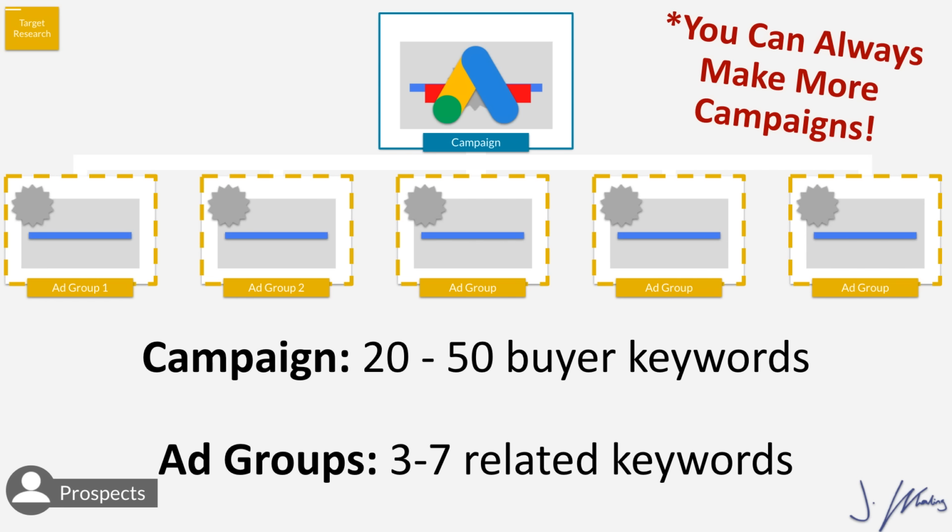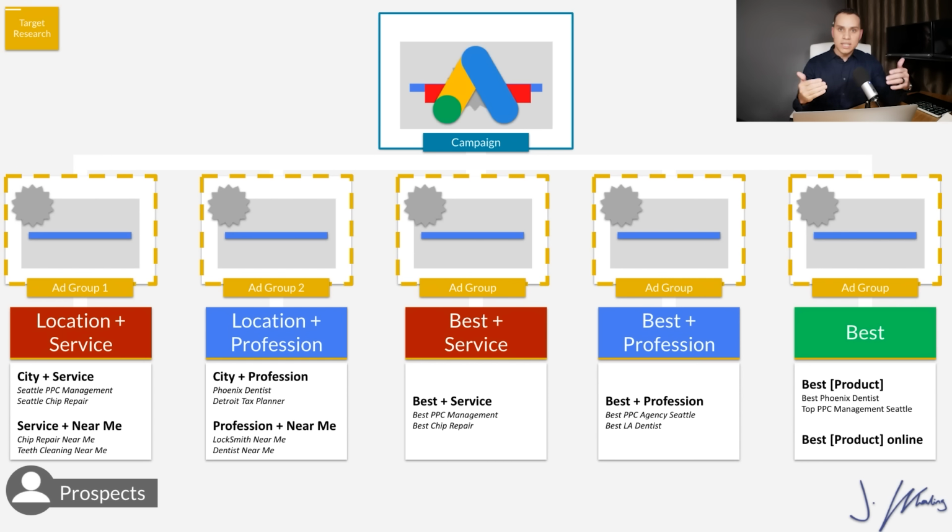And those 3 to 7 keywords will actually turn into 6 to 14 because of something called match types, which we'll get to in a second here. So what we're going to do is find small groupings of these 3 to 7 keywords, and we're going to make anywhere from 3 to 5 different campaigns of tightly related keywords.